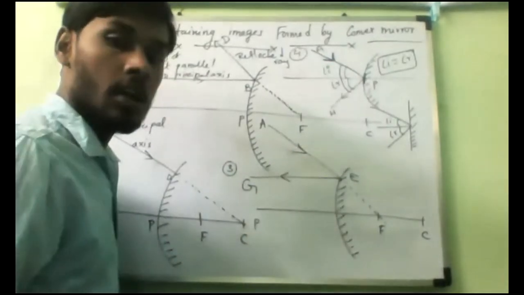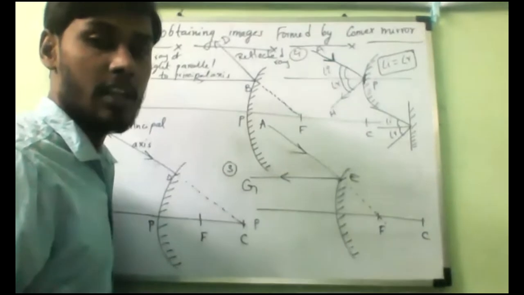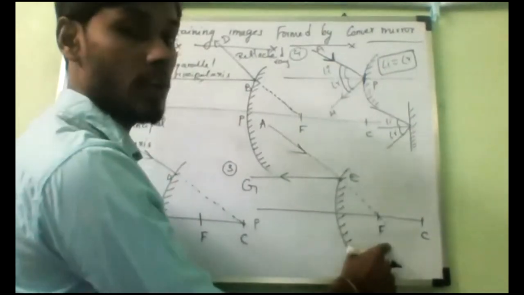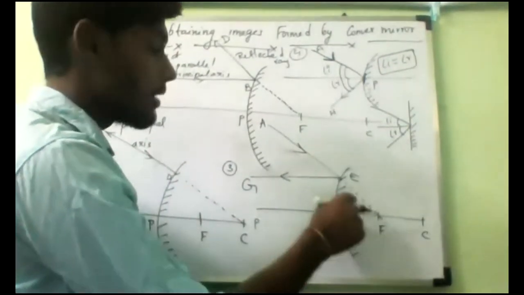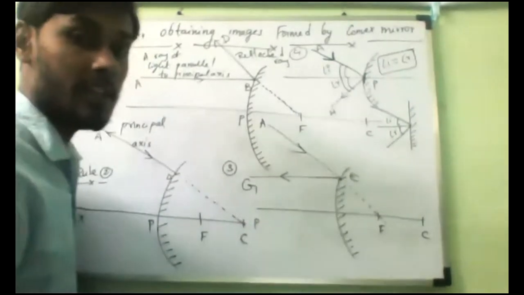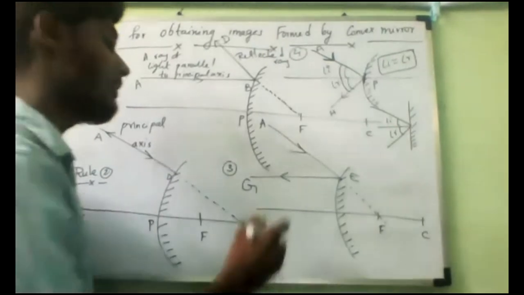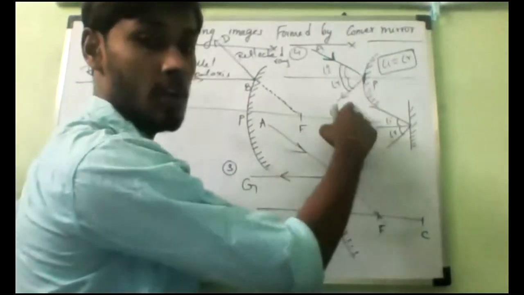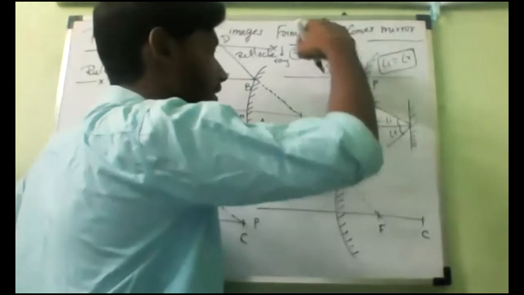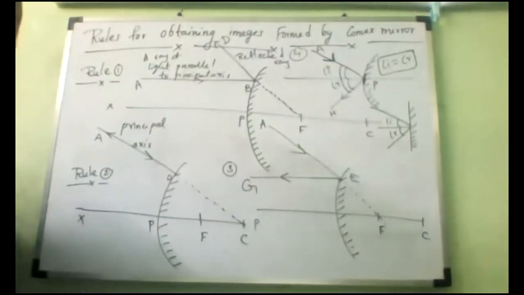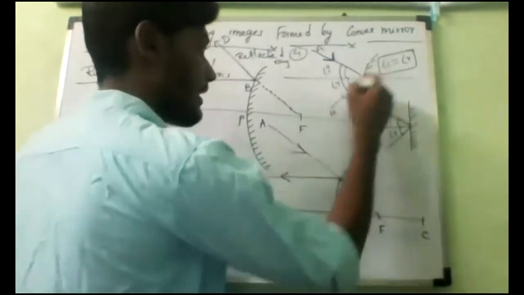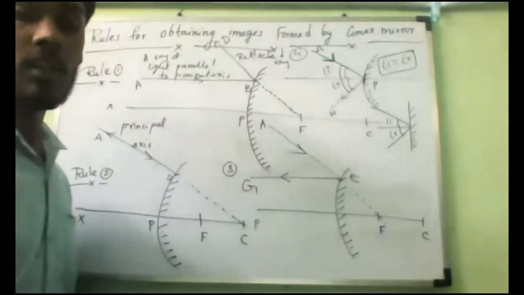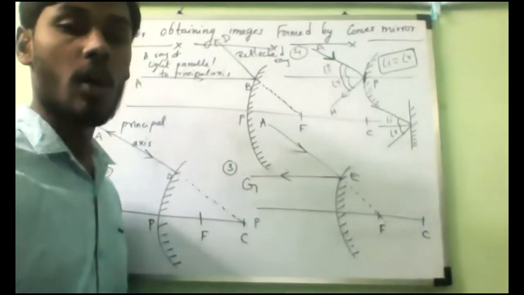Next, rule number three. A ray of light which is incident going towards the focus becomes parallel to the principal axis after reflection. And like that, rule number four: a ray of light which is incident at the pole of a convex mirror is reflected back, making the same angle with the principal axis. So these are the four rules which will be useful to obtain the images.